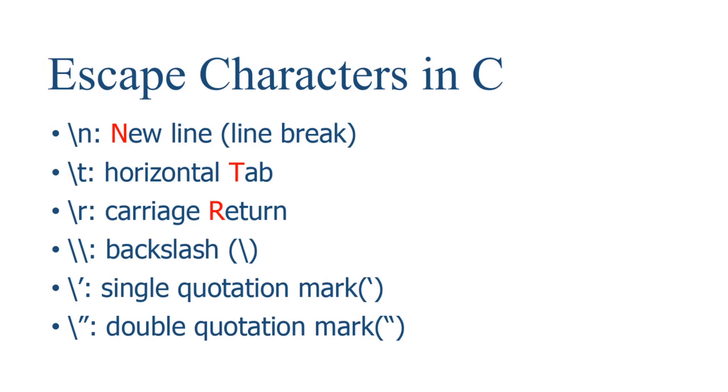Just like the percentage mark, if you want to use special characters in C, which we call escape characters, you should use patterns that start with backslash. Backslash n means new line. Backslash t means tab. Backslash r means return. And if you want to use just the backslash, you need to write it twice.